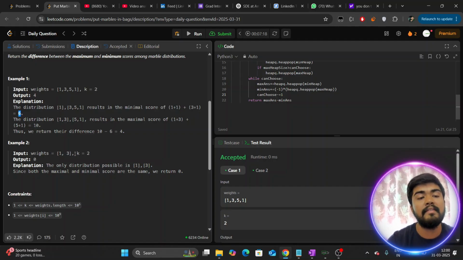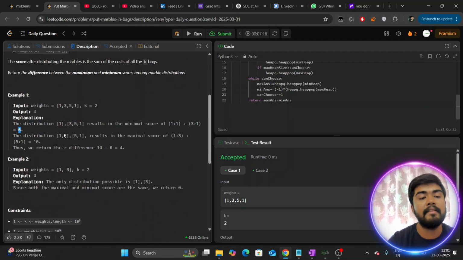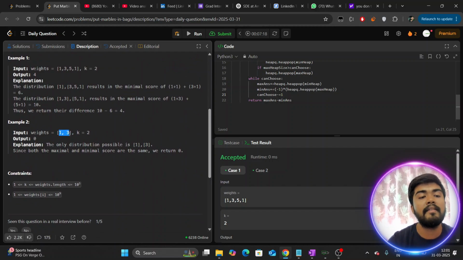And now on this arrangement, you can see we have to split them in 2 bags, and no bag is empty, so you can't put all the marbles in a single bag. You have to put at least one marble in each bag. So in that case, the only distribution possible is first bag has 1, second bag has 3. Since both the maximal and minimal score are the same, we can return 0. The difference is 0.